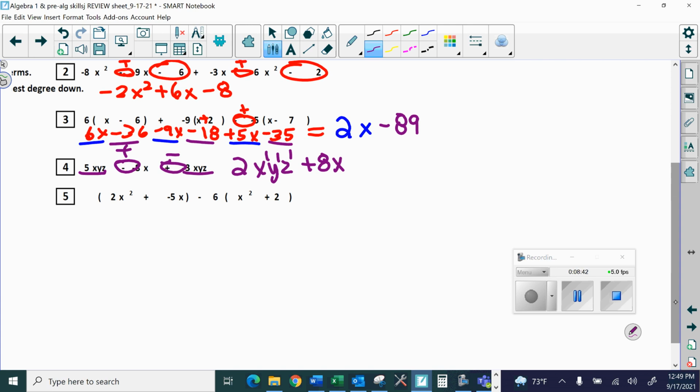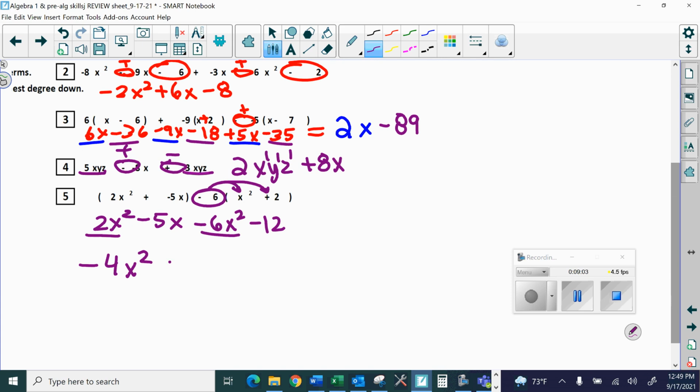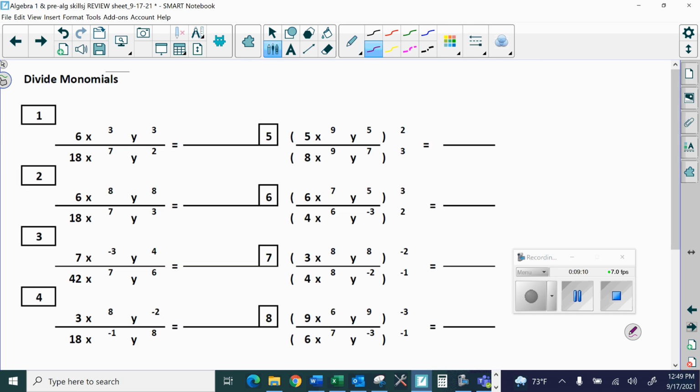distribute the negative 6 through there. This I can just take off 2x squared minus 5x minus 6x squared minus 12. Got to remember to include the sign in front of that 6. Now I combine like terms there and there. 2 minus 6 is negative 4x squared. Remember, I go standard form, highest degree down, minus 5x, and then minus 12. There's your answer. All right, last page here now.